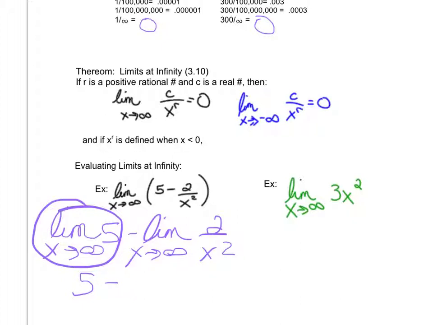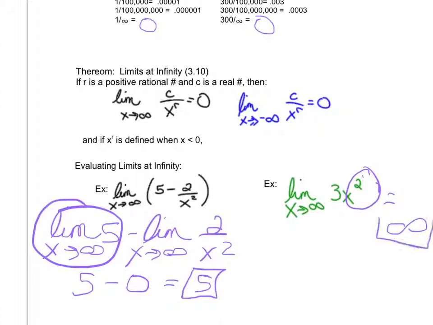If I plug infinity in, according to my theorem up here, when I divide 2 by extremely large numbers, that's going to drive towards 0. So I get 5 minus 0, which does equal 5. And looking at my second example, if I take the limit as x approaches infinity of 3 times x squared, notice that if I plug infinity into x squared, essentially that means I'm plugging larger and larger numbers into x squared. As I continue to plug larger and larger numbers into x squared, I'm going to have 3 times extremely large numbers, which is going to give me large numbers back. So I will say this limit does approach infinity.